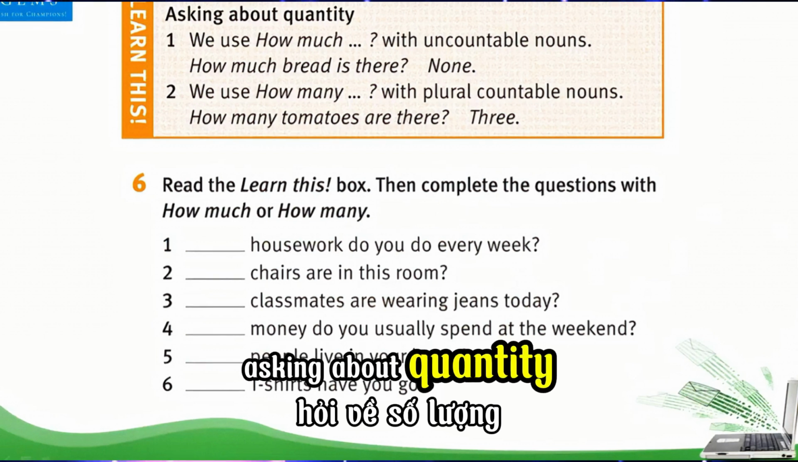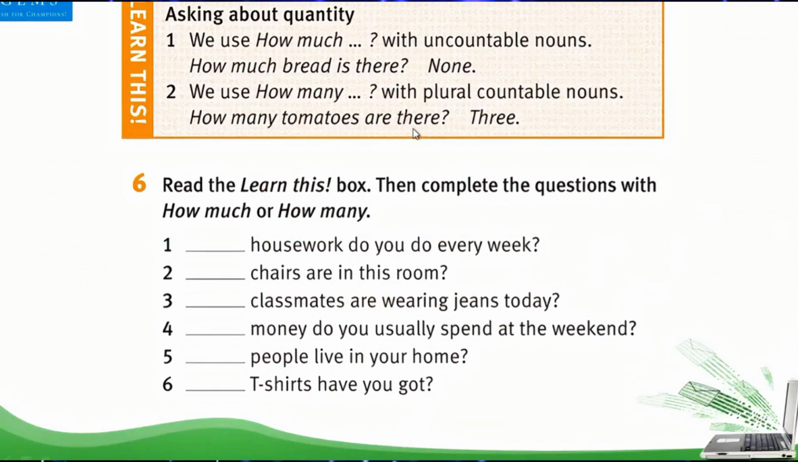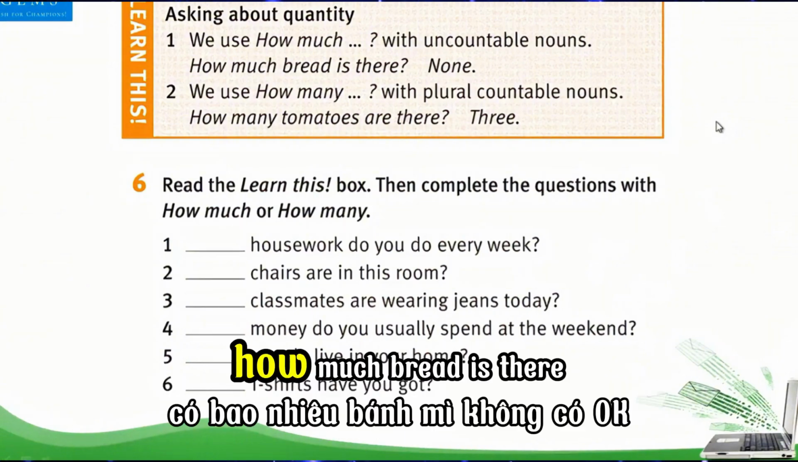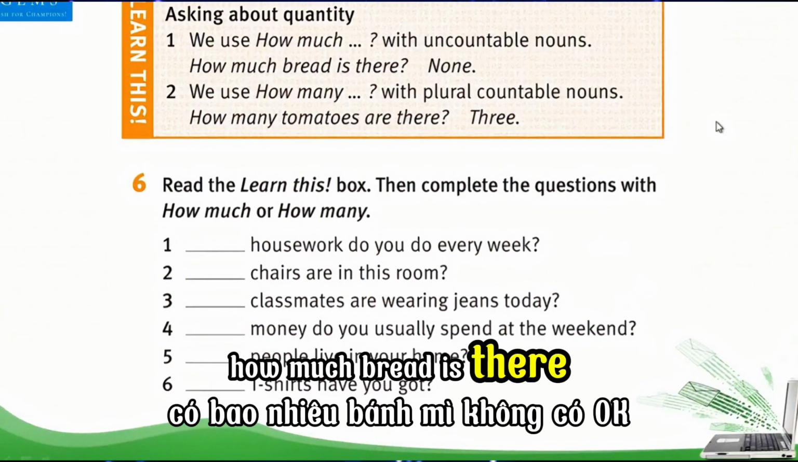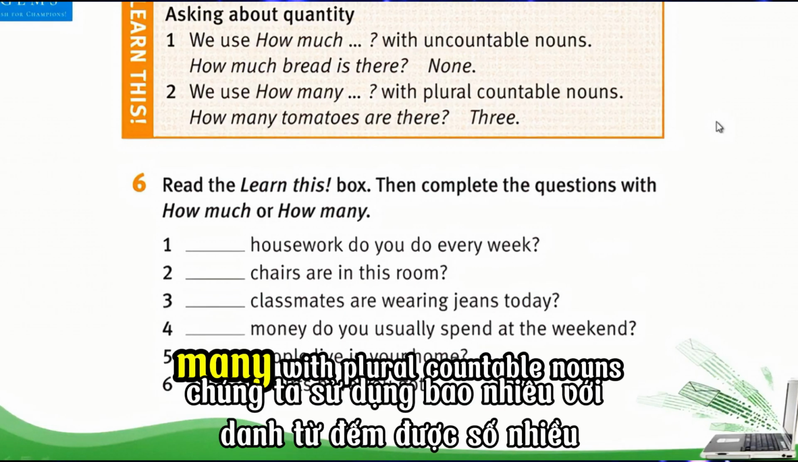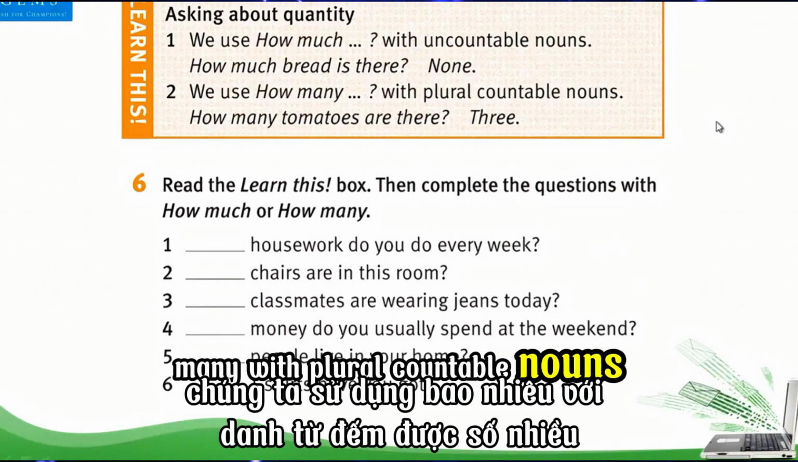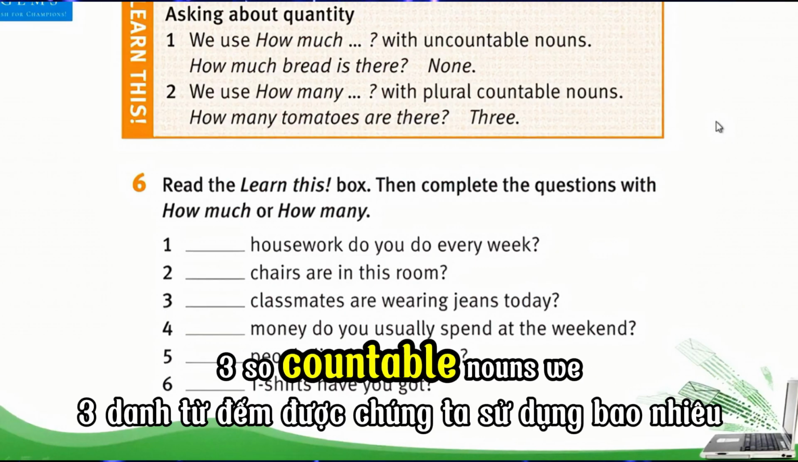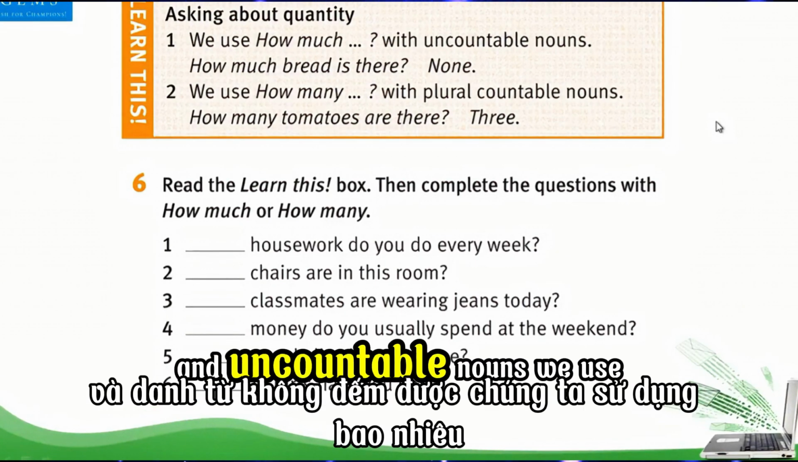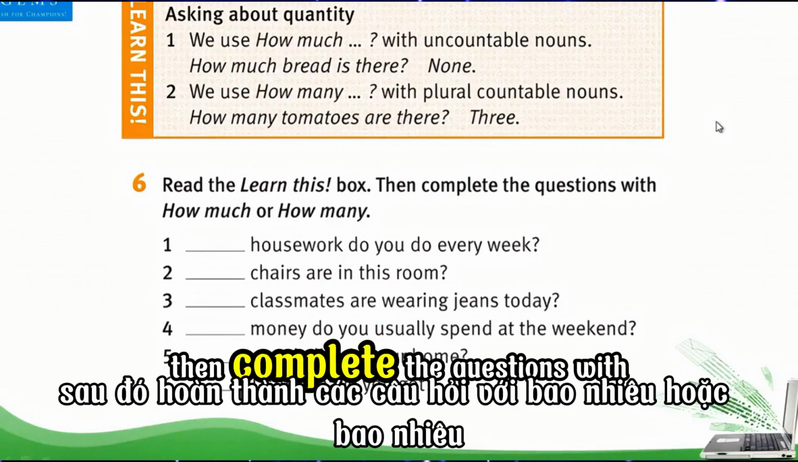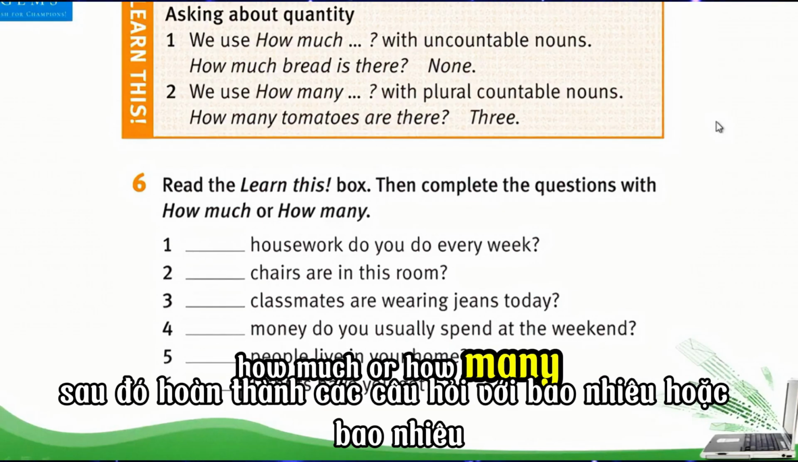Asking about quantity, we use how much with uncountable nouns. How much bread is there? None. Okay. How many? We use how many with plural countable nouns. How many tomatoes are there? 3. So countable nouns, we use how many, and uncountable nouns, we use how much. Right, read the learn this box, then complete the questions with how much or how many.